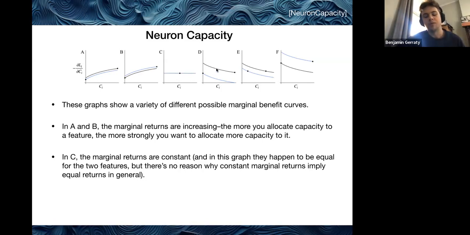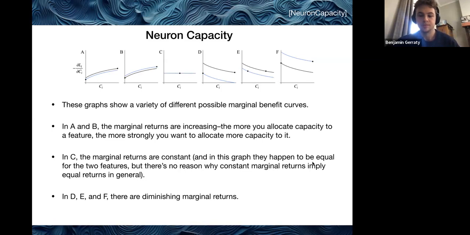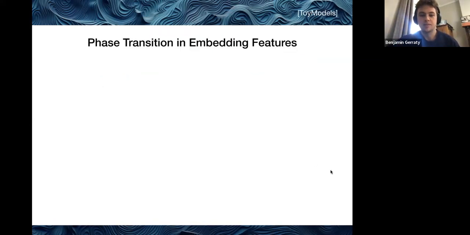And then typically what we've been seeing in the toy models paper, and what we'll continue to see for the rest of this toy model, is the context of D, E, and F, where there are diminishing returns the more you allocate capacity to a certain feature. Okay, that's just a quick aside. Now back to the toy models.